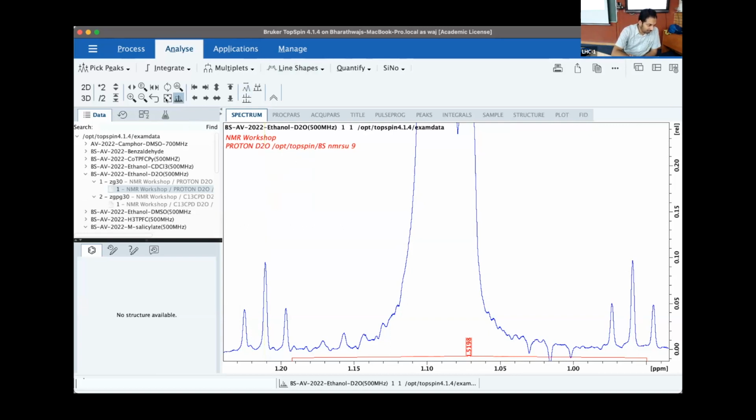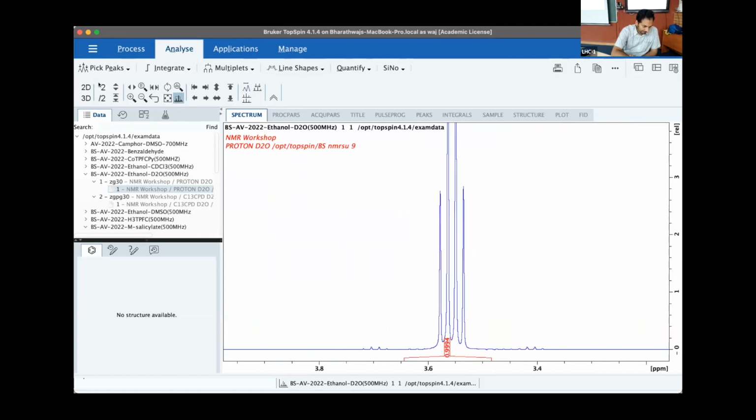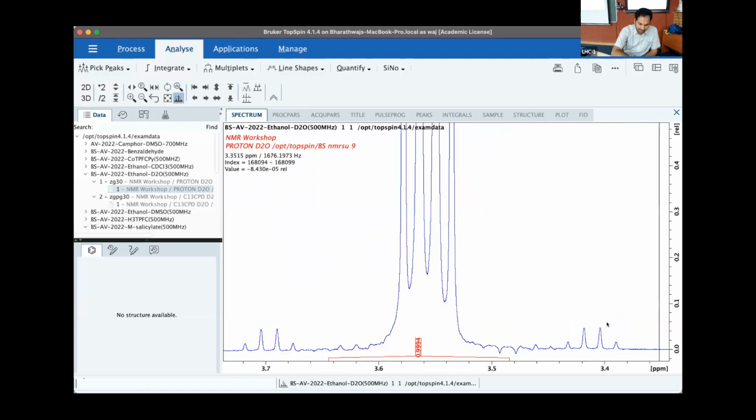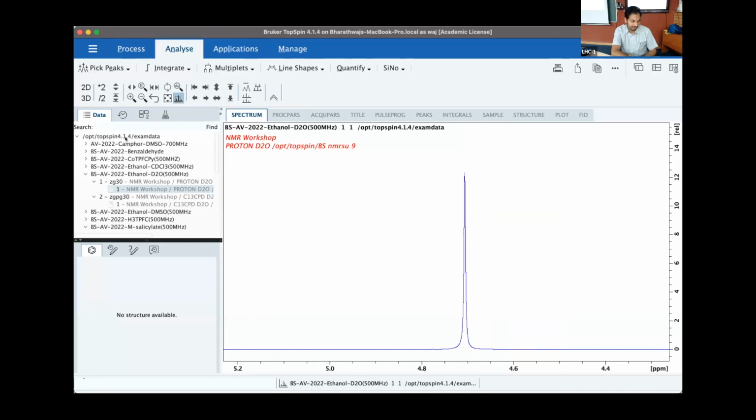So why should we only believe one peak? Let's take a look at the quartet also. Do you see? Quartet also has a nice set of satellite peaks. And therefore, if satellite peaks can only come due to carbon, the hydroxyl peak should not have a satellite. Is that right?